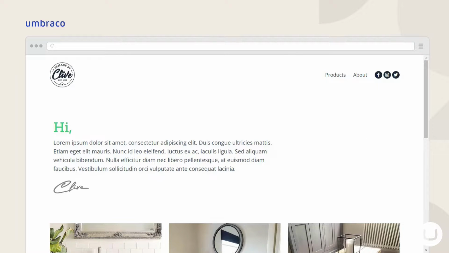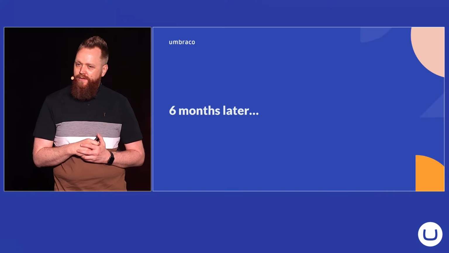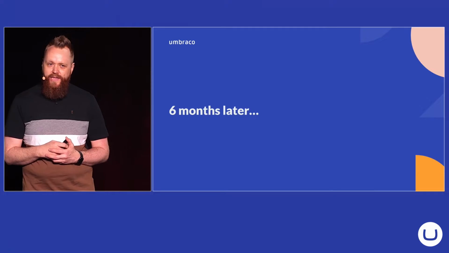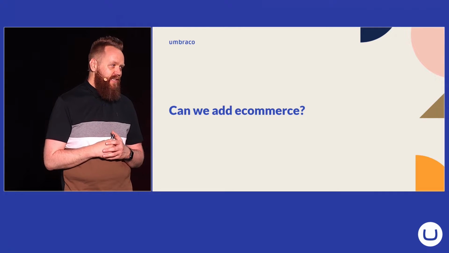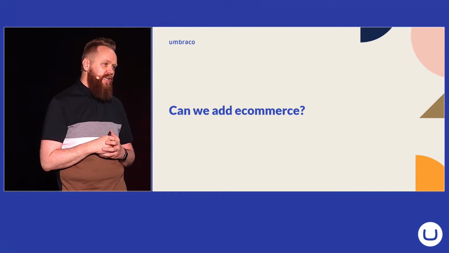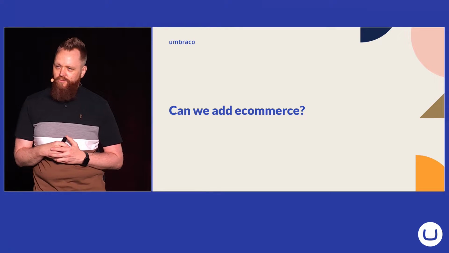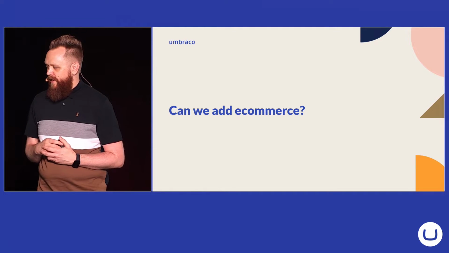So this is what Kate creates, and Clive goes away, promotes the site, sees how people react to this, and it goes great. So 6 months later, Clive comes back to Kate and asks the next big question, which is, can we add e-commerce to this? So it's gone really well, and he wants to take it to the next step and see if people will actually buy his products online.